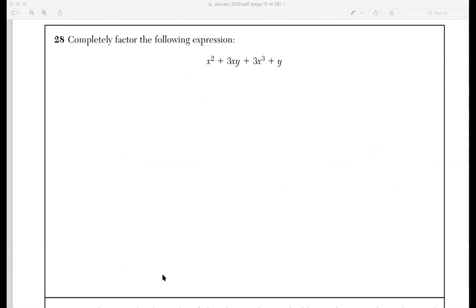Completely factor. This is a good one. You guys can do this. We're going to try grouping, obviously. There's 4 terms. Let's see here. We can factor out an x. So we'd get x plus 3y. And then we go here. There's no common factor. So this isn't working.